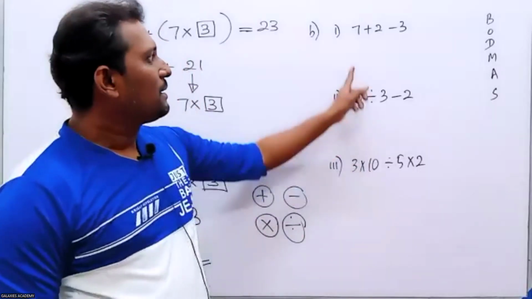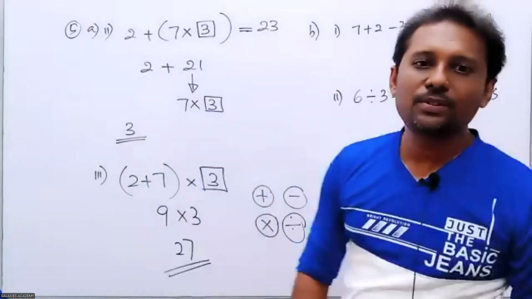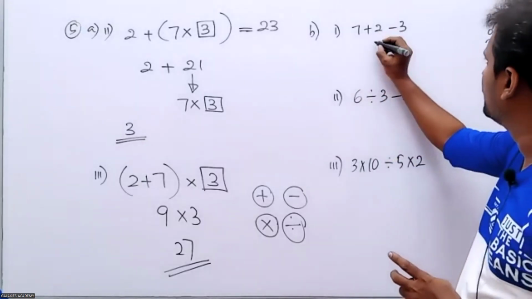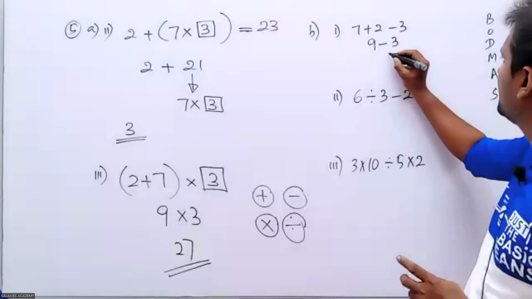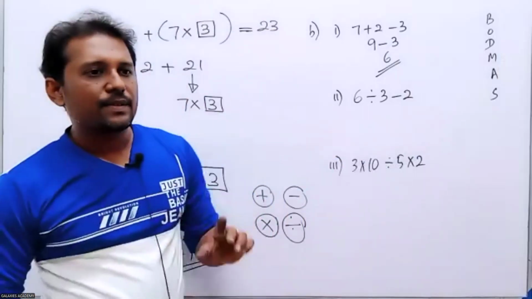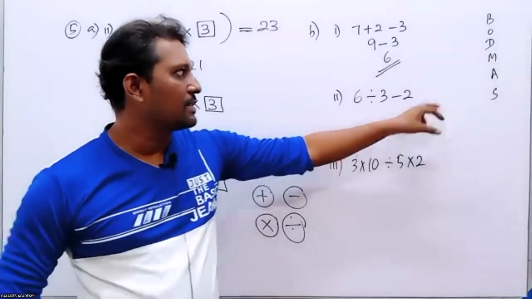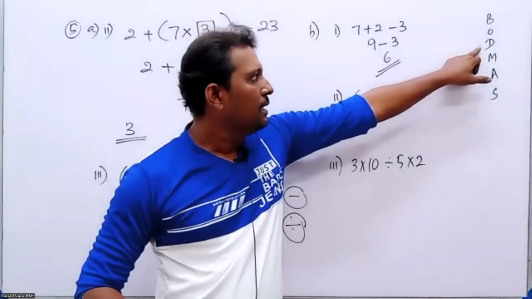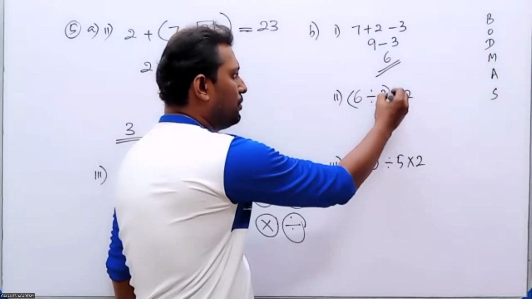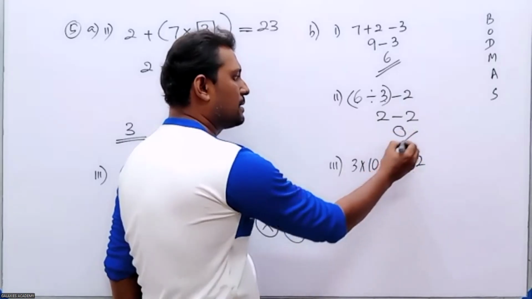Right? This one you can see addition and subtraction. They are friends. Right. So you have to do what? You can simplify from left to right. 7 plus 2, 9. 9 minus 3. So the answer is 6. Next question, you can see division and subtraction. They are not friends. So you have to follow the BODMAS rule. Division, subtraction. First you have to do division. So this part first. 6 divide 3, 2. 2 minus 2. The answer is 0.